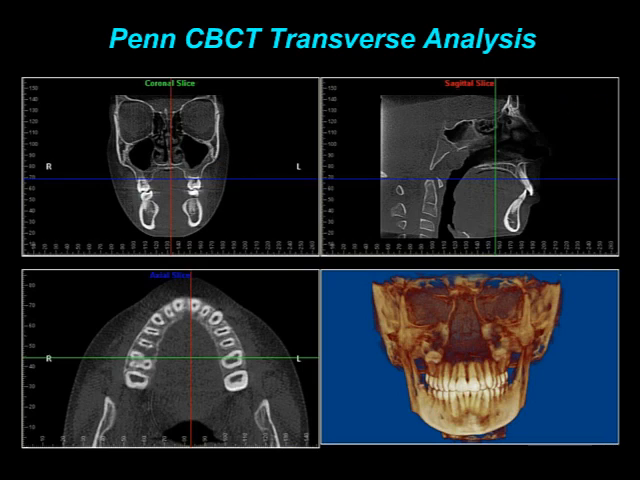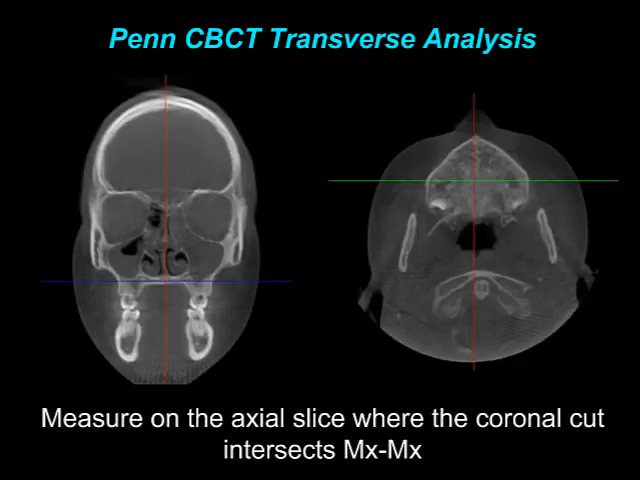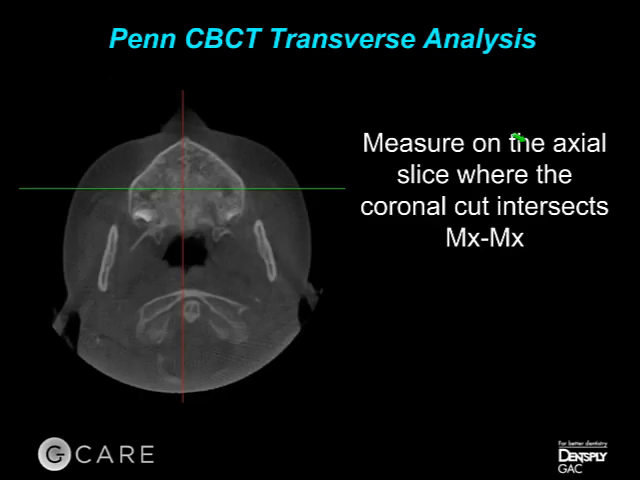So that's why we wanted to determine, well, in these cases, when they look normal and they appear to meet the goals that we're trying to shoot for, what is the relationship between the upper and the lower jaw? So in order to do this, what we did is we measured on the axial slice where the coronal cut intersects MX. So basically, we looked at the frontal cut and we scrolled up to the level of MX, and then we went to the axial cut, and then we measured this distance. So in this patient, it measured 60 millimeters.